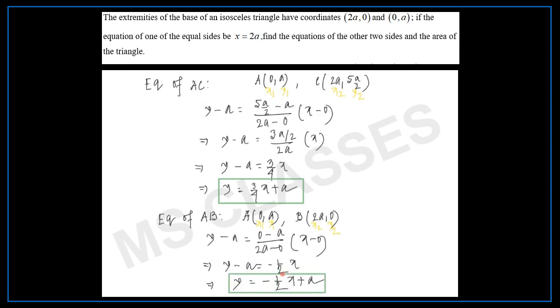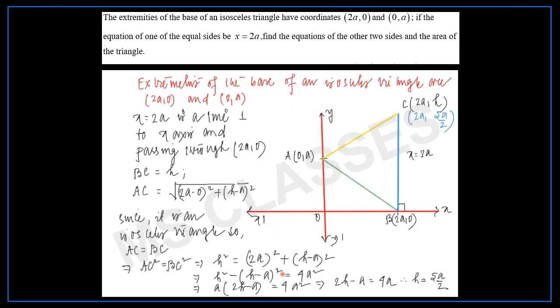Now we have to find the area. Area we can find very easily. How? We know that this is a perpendicular. We can draw a perpendicular, and this perpendicular we can find very easily. If it is D, then AD equal to OB, and that will be 2a. Now, what is the height here? Height is BC. What is the height? H. That is 5a by 2. So, BC equal to 5a by 2.